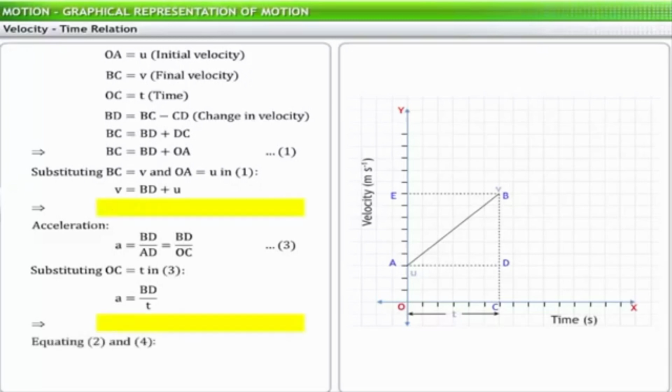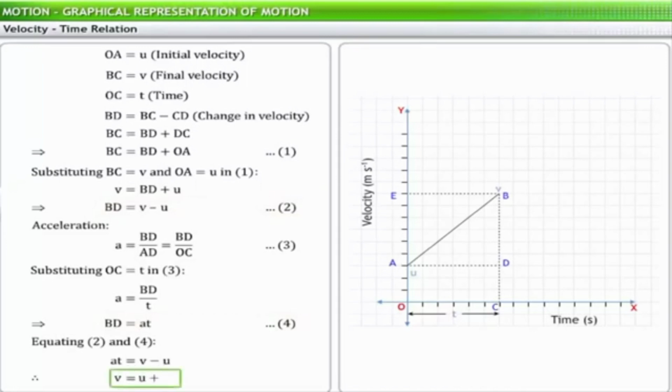Equating equations 2 and 4, we get AT is equal to V minus U. Therefore, V is equal to U plus AT.